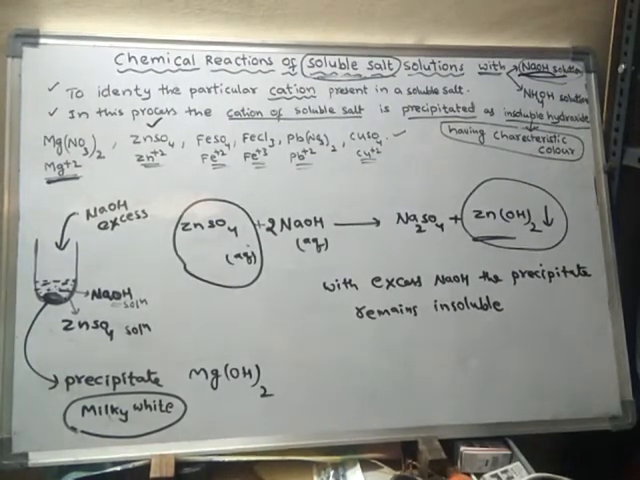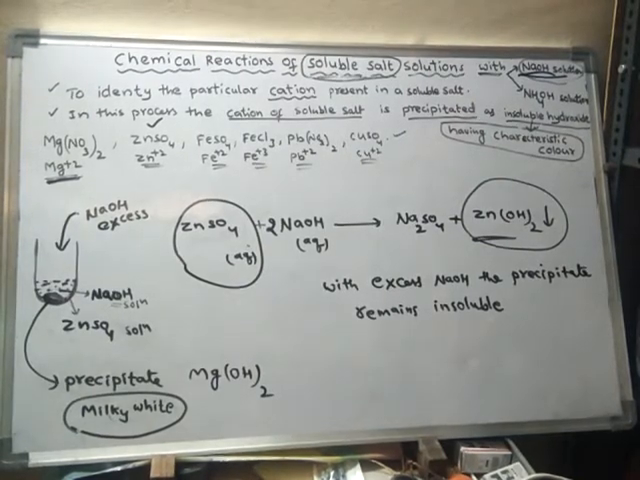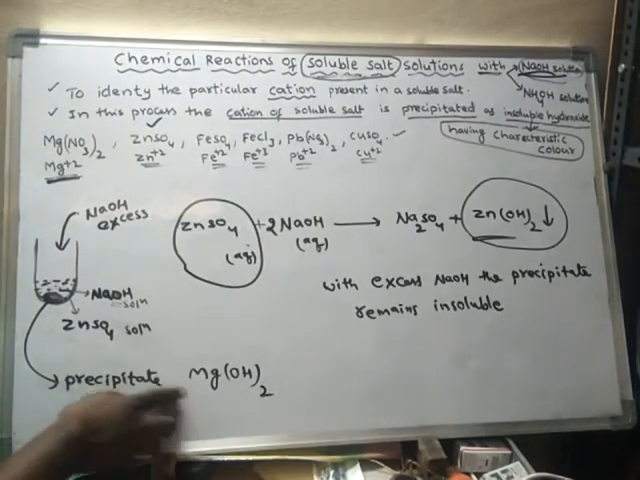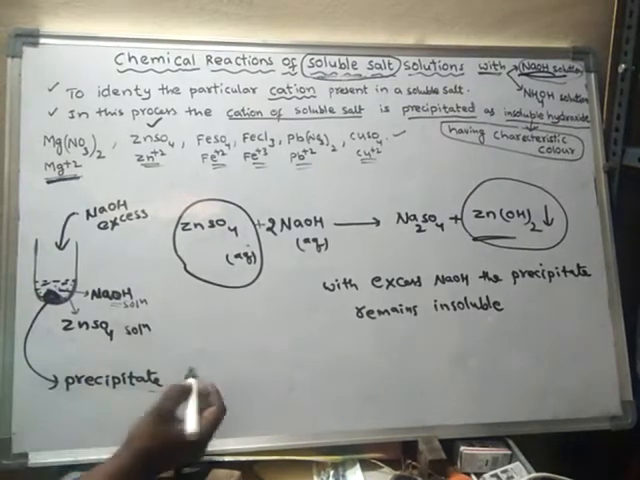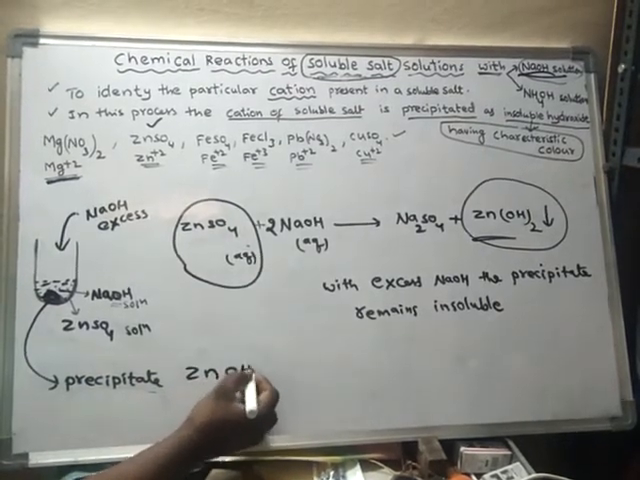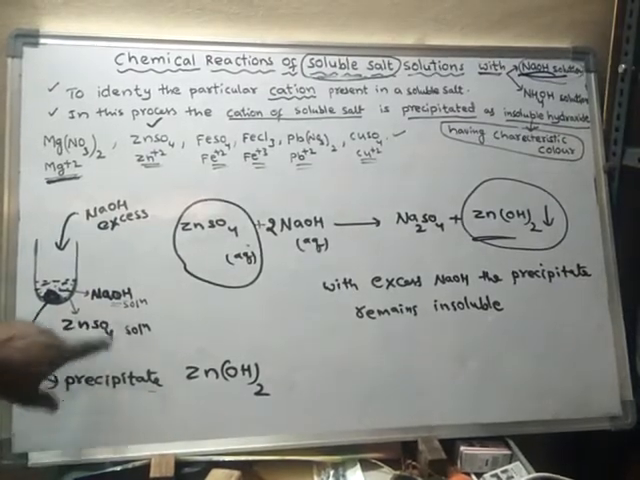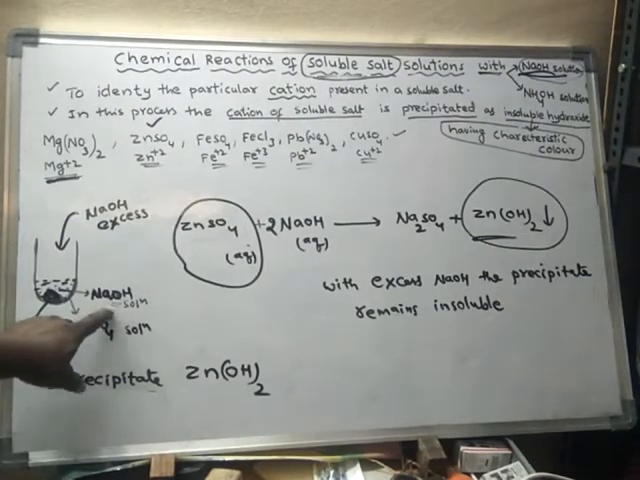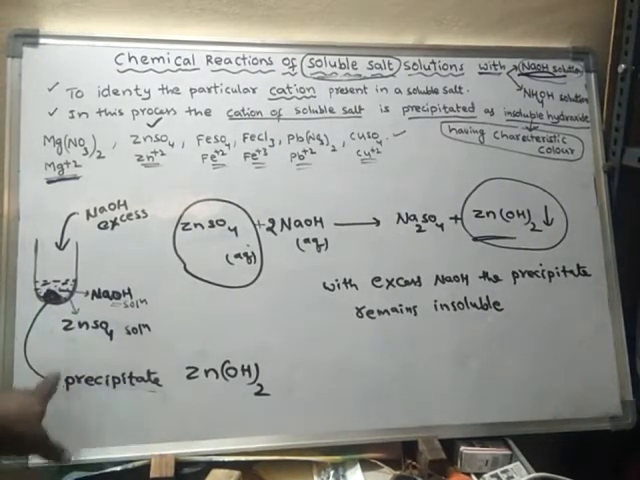Okay. Now what happens? The specialty of this zinc hydroxide is that it is a white gelatinous precipitate. What is the color of this zinc hydroxide? So here the precipitate formed in this case is zinc hydroxide. When these two solutions are mixed, the reaction takes place between them. Due to the reaction, an insoluble substance is formed. The insoluble substance is called a precipitate.